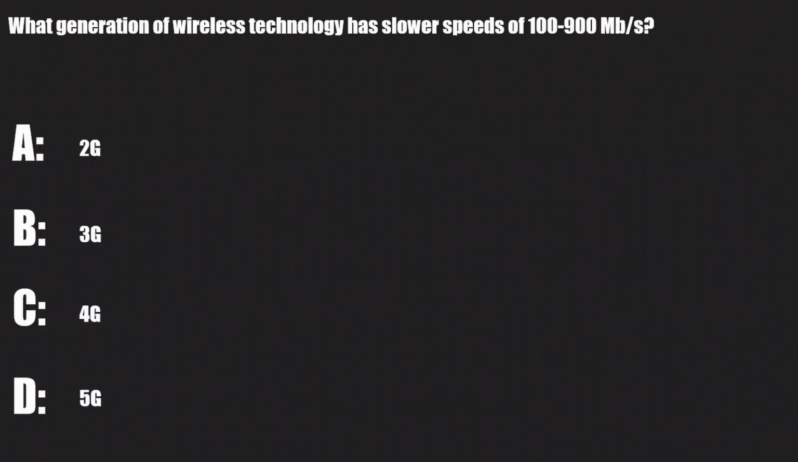What generation of wireless technology has slower speeds of 100 to 900 megabits per second? A, 2G, B, 3G, C, 4G, D, 5G. And the answer is D, 5G.